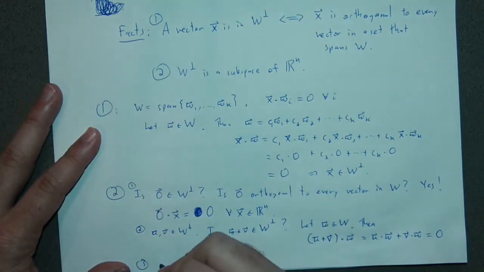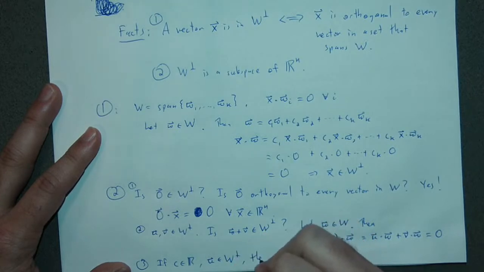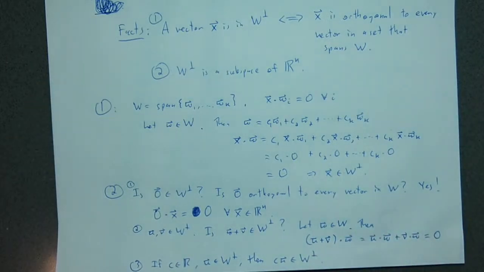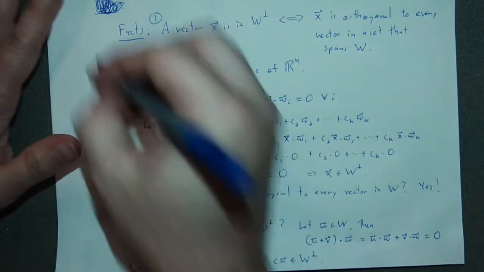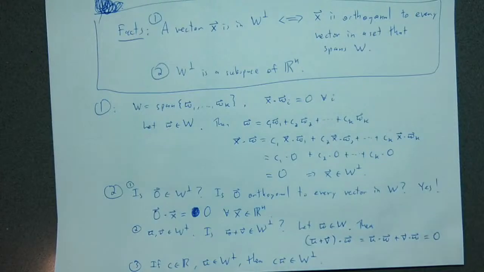Similarly, if c is a scalar and U is in W perp, then cU is in W perp. You can prove that on your own if you want to. And so this is actually a subspace of Rn. That's all we have to check. So we have those nice facts.